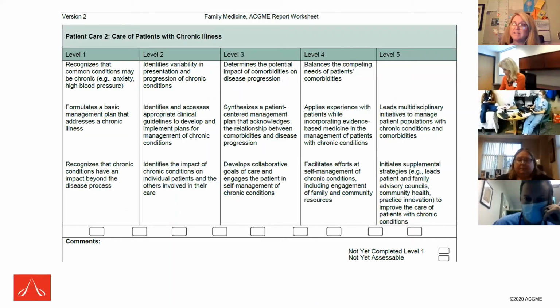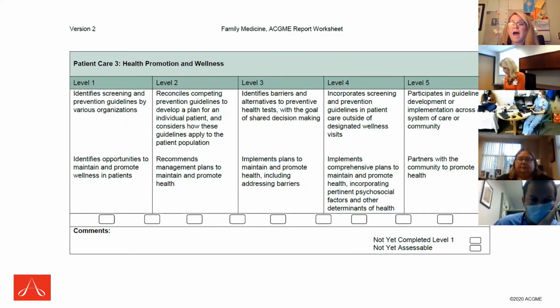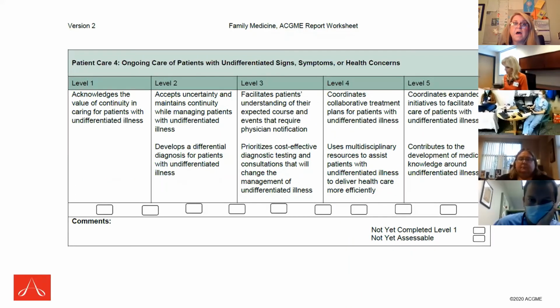So you can kind of see they're getting at different aspects even within that competency. How do we take care of acutely ill? How do we take care of chronically ill? How do we do with wellness and health promotion? That's PC3. PC4 is ongoing care. When people come in with weird symptoms or undifferentiated, how do we take care of those people, and how are you growing as a physician in understanding that?